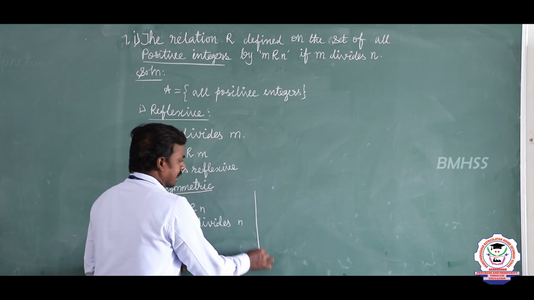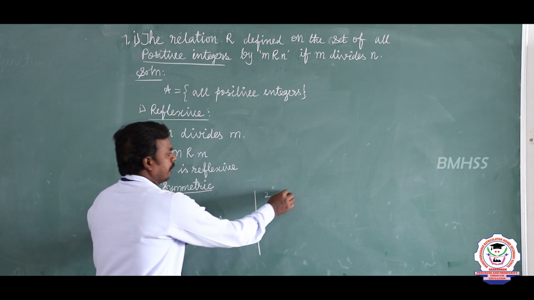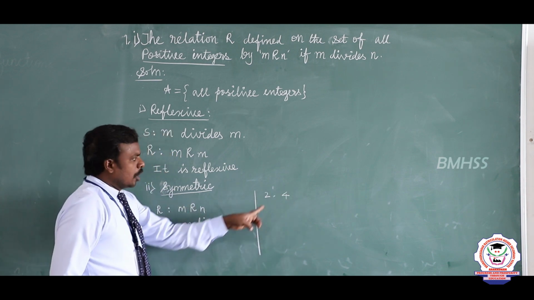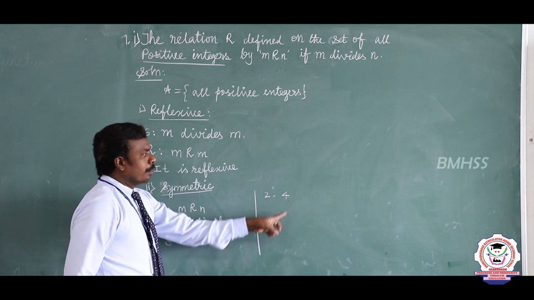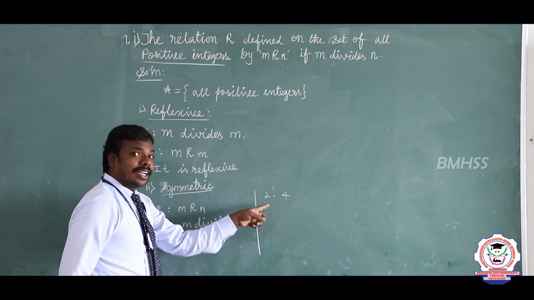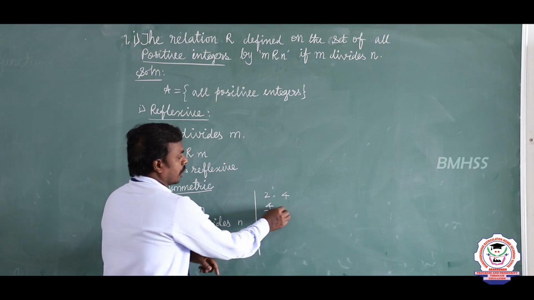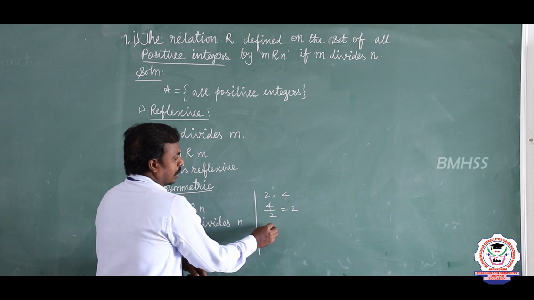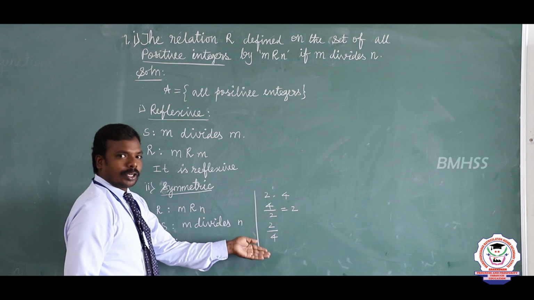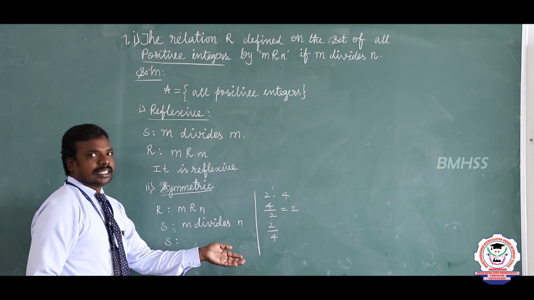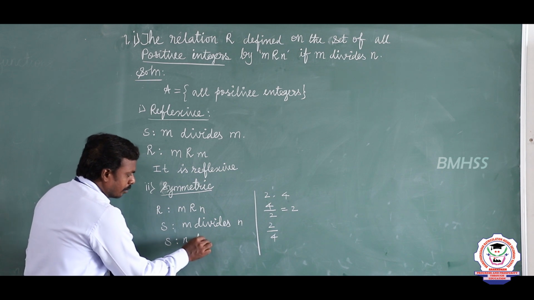Consider the numbers m equal to 2 and n equal to 4. 2 divides 4, but 4 does not divide 2. 4 by 2 is possible, 2 times. But 2 by 4 is not possible; you will get 1 by 2, which is not a positive integer. So n does not divide m.